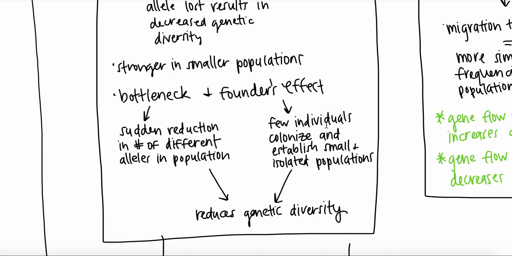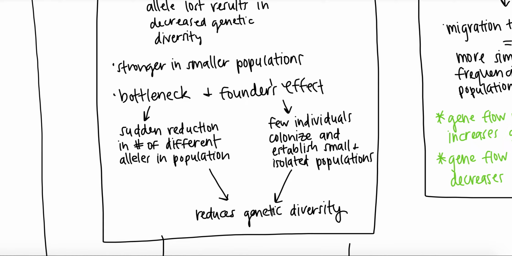Then they colonize and establish that small and isolated population, because that population of 5 is a lot smaller than that population of 1,000, and they have isolated themselves from that population. They're just by themselves, just chilling there.